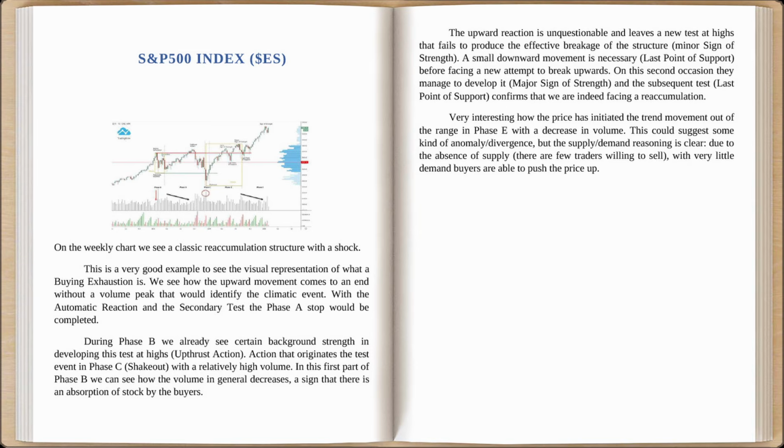Very interesting how the price has initiated the trend movement out of the range in phase E with a decrease in volume. This could suggest some kind of anomaly divergence, but the supply-demand reasoning is clear. Due to the absence of supply, there are few traders willing to sell. With very little demand, buyers are able to push the price up.